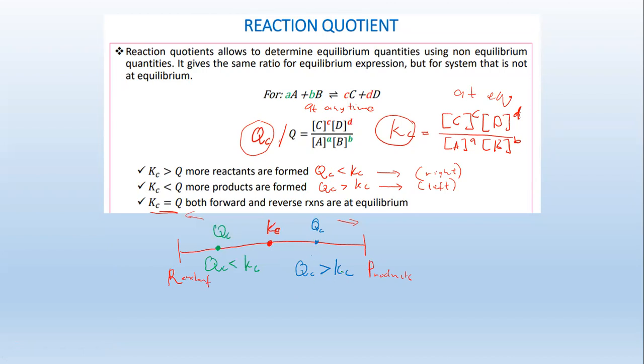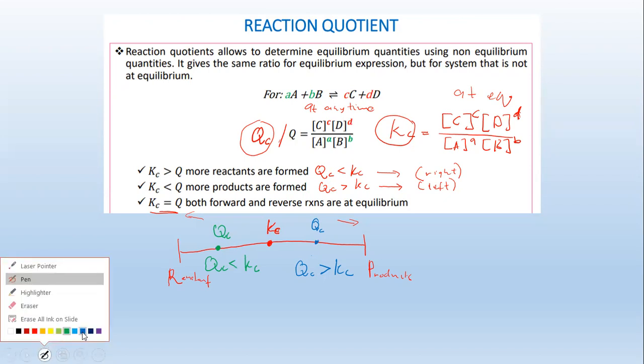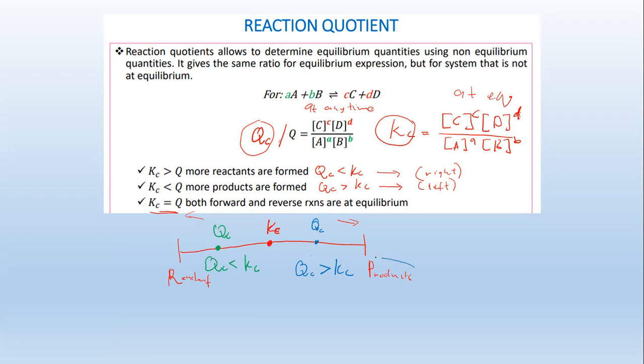Now, when Qc is greater than Kc, what does that mean? That means we have more products because this is on the side of the products. When Qc is greater than Kc, we have more products formed. You can see on your timeline that Qc is on the side of the products because it is greater than Kc.